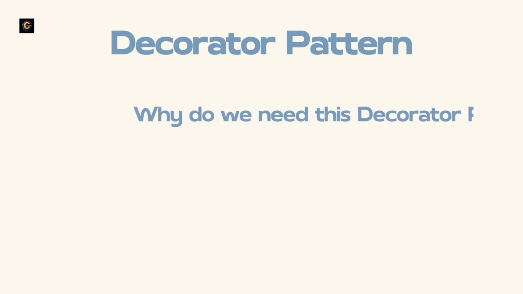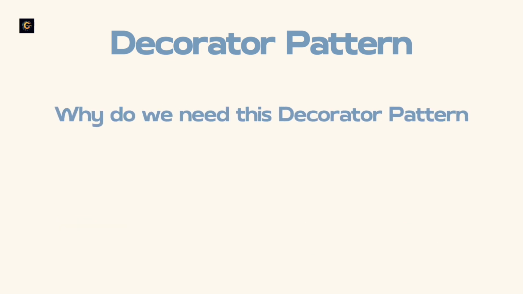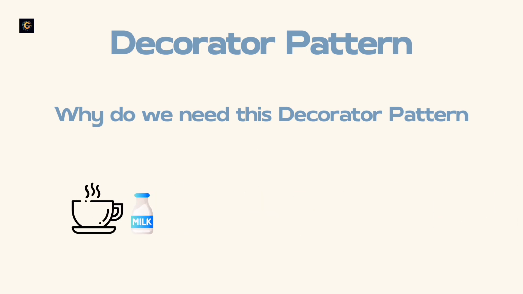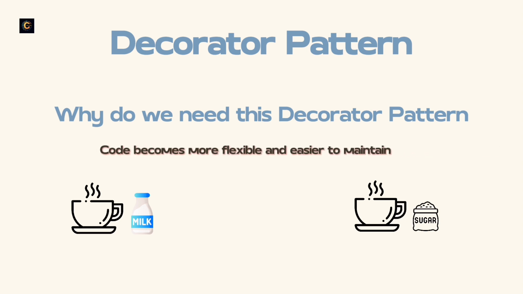Now, why do we need this decorator pattern? Let's say you have a class representing a basic object, like our plain cup of coffee. Instead of creating separate subclasses for each variation like coffee with milk, coffee with sugar, and so on, the decorator pattern lets you add these variations dynamically. This makes our code more flexible and easier to maintain.